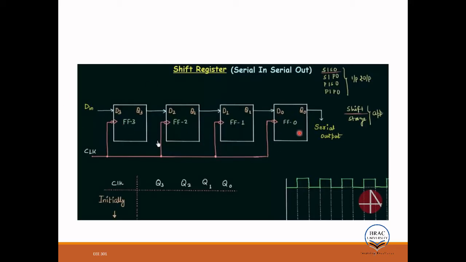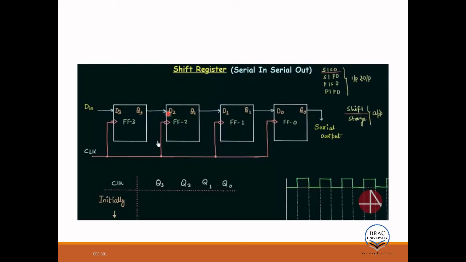So if D1 is 1, Q1 will be 1. So for the second one, Q1 will be 1. So this is the second clock, Q1 will be 1. Here the output was 0, so 0 will be going here. If input is 0, output will be 0. So it will be 0.